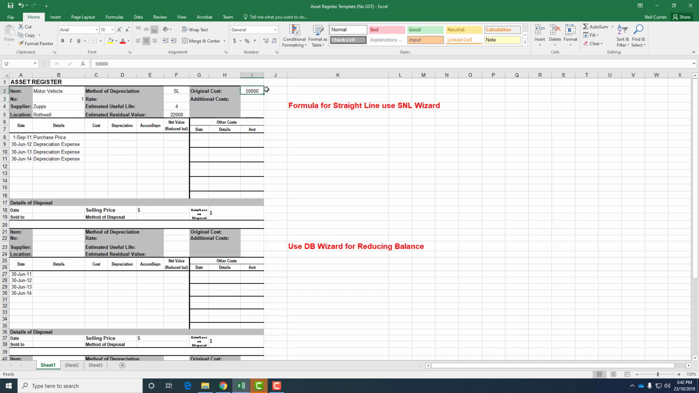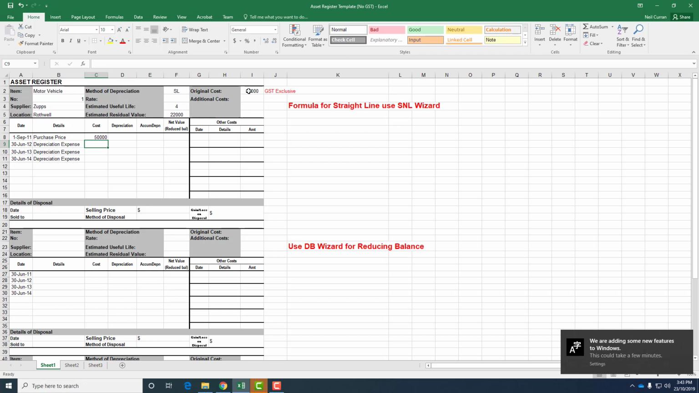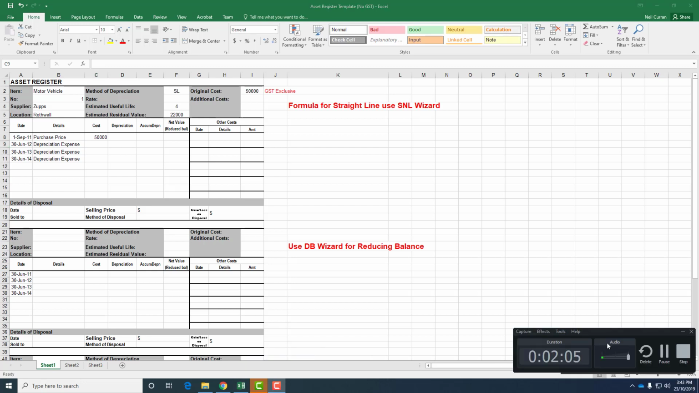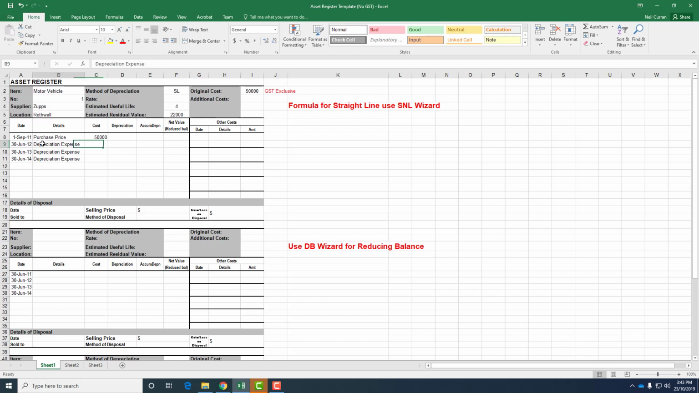Now the cost of the actual asset is GST exclusive. So remember that you have to take the GST off it. Now this is all the information that's going to be used for your journals. So your cost will be your 50,000, so you're going to use cell referencing here. Now the other things here are basically used for you to record how much the depreciation is.